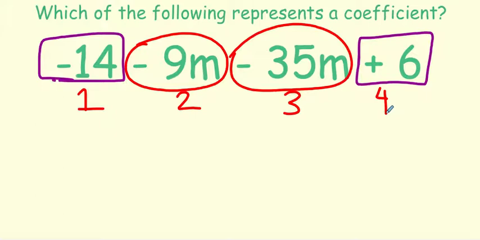Then I'm going to look next and answer my question. What is the coefficient? Remember, the coefficient goes in front of the variable. So in this example, I have 2 coefficients, -9 and -35. I do not include the m. The m is the variable, remember. The coefficient is just the number.